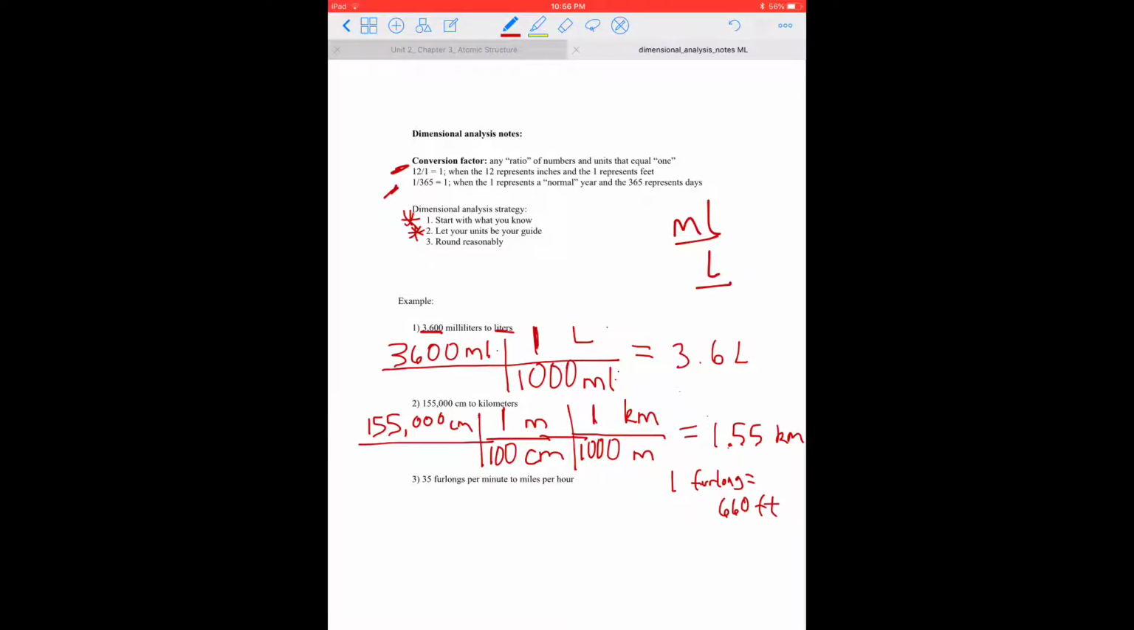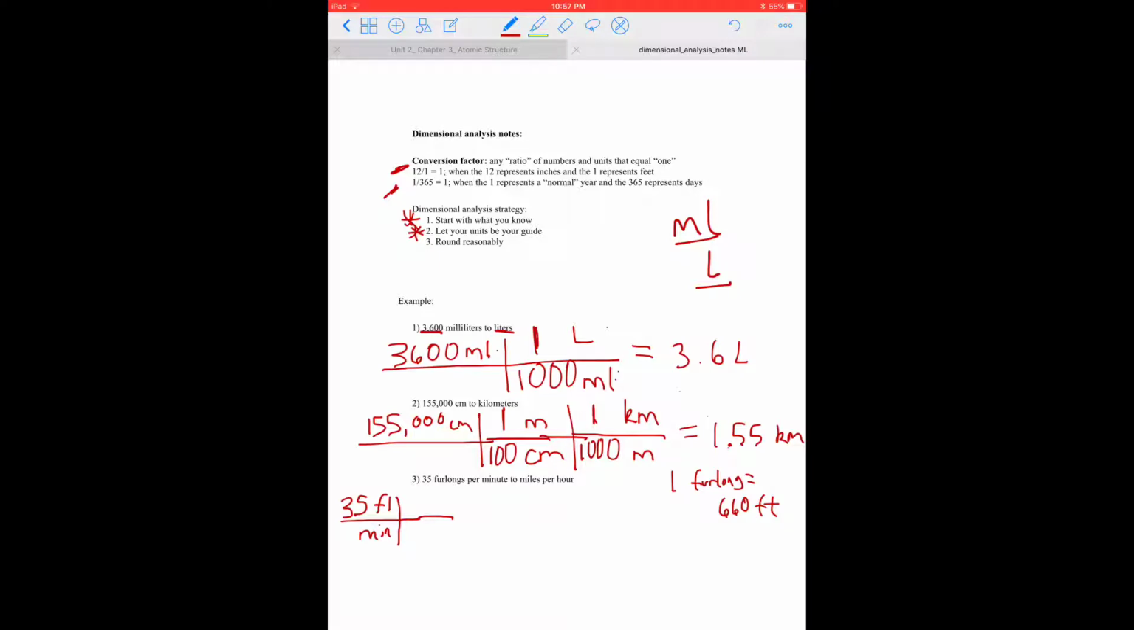So now we have to do some conversions here. We're converting from furlongs per minute to miles per hour. And this is going to get complicated because now we don't just have a unit in the top, we're also going to have a unit in the bottom. So we're going to first start with what we know. We know we have 35 furlongs, and I'm just going to abbreviate that to be FL. We have 35 furlongs per minute. So I'm going to draw my fence and rail, and furlongs are on top and minutes are on bottom. So we've got furlongs per minute, and we are converting to miles per hour.